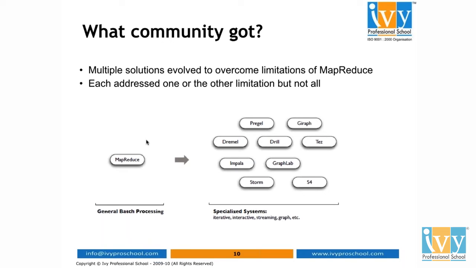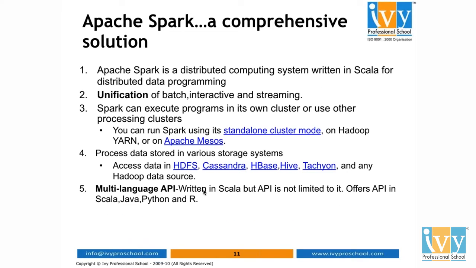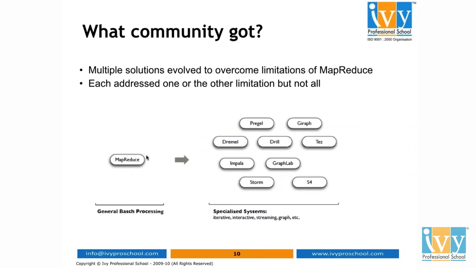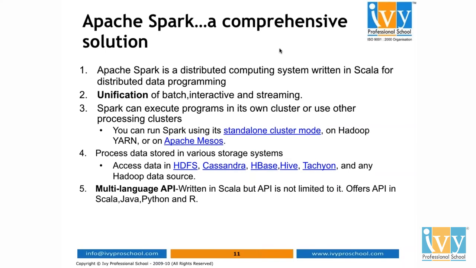Like everything has to be coded in map and reduce. People who don't know Java find it complex. So different types of solutions started coming over. There were specialized systems that came for interactive, streaming and graph analysis on top of this general batch processing MapReduce. The drawback with the second generation was that you had to get so many components, install them over MapReduce, and then work in Hadoop. So it becomes really complex. Apache Spark has come as a comprehensive solution for that.